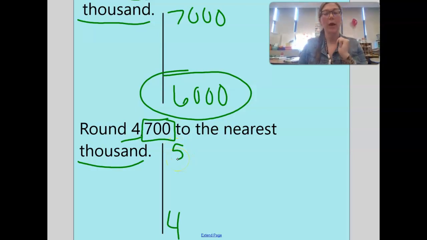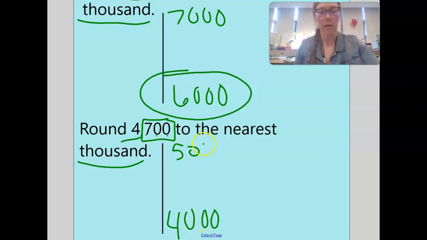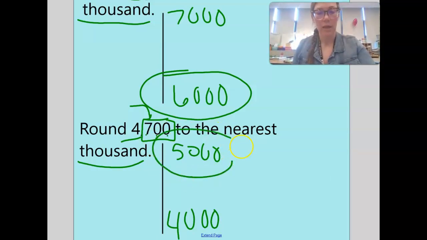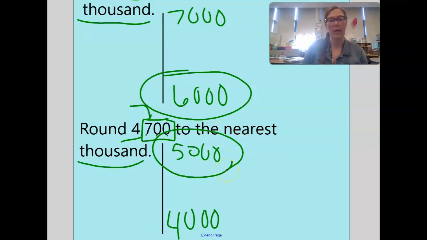How many digits are in the box? 3 zeros. Now I'm going to look at my first digit in the box. It is a 7. The rule is 5 or more, let it soar. I'm going up and choosing the number at the top of my vertical line. So 4,700 is rounded to 5,000.